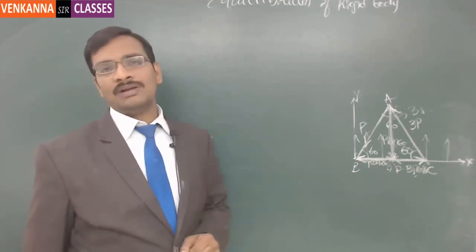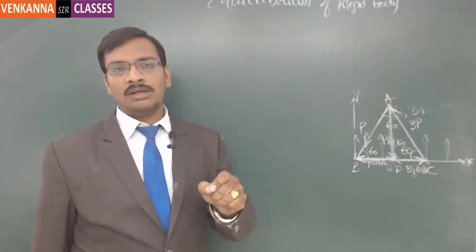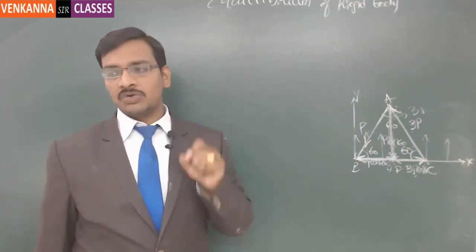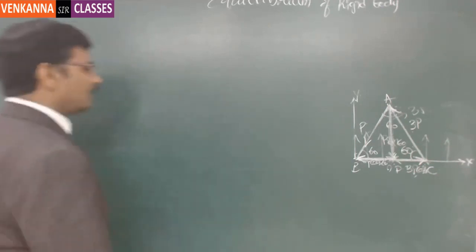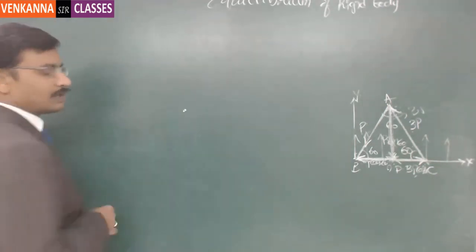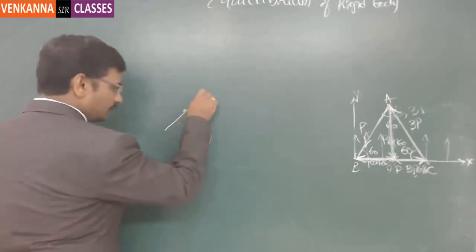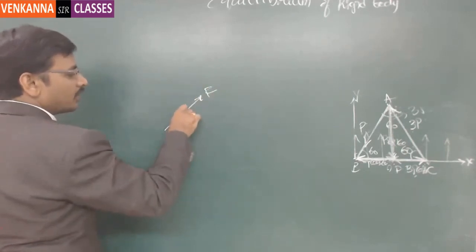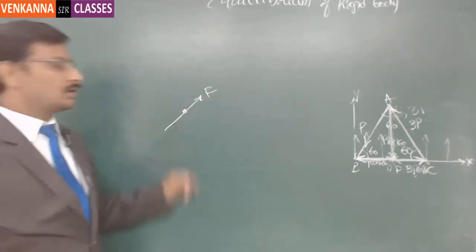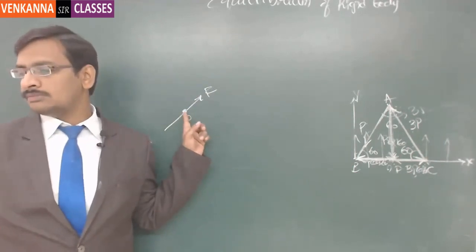And one more important aspect is, if the force is passing through a point about which you are interested in finding the moment, then what will be the resultant moment? So about this particular point, I wanted to find the moment of a force which is passing through it. So this is F. I wanted to find the moment of this particular force about this particular point O. What will be the moment of this force about this point?